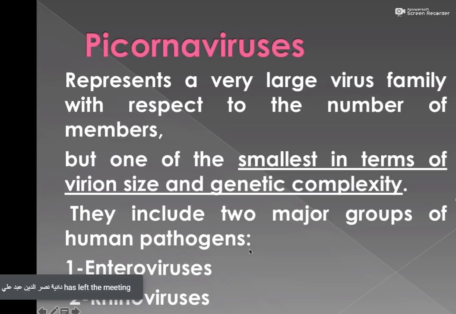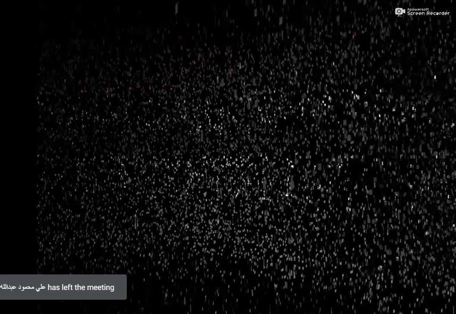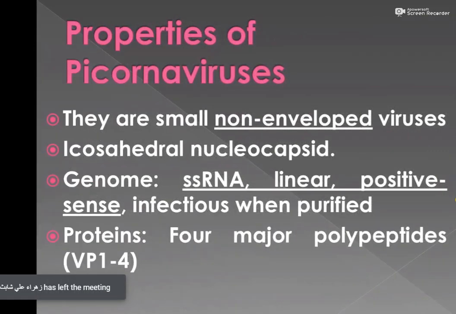Two groups of human pathogens: enteroviruses and rhinoviruses. Entero and rhino. They are small, non-enveloped, icosahedral, and the genome is single-stranded RNA of positive sense.